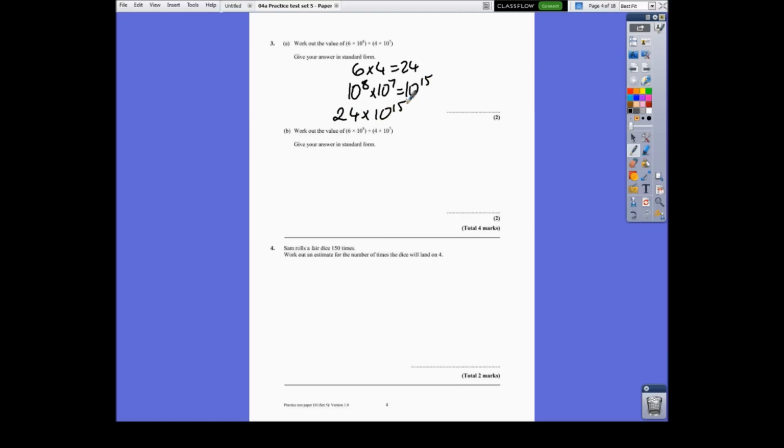Now, unfortunately, that's not in standard form, because standard form has to be between 1 and 10. So if we change that to 2.4 by dividing by 10, to compensate for that, we need to multiply by 10, so we get 10 to the power of 16.